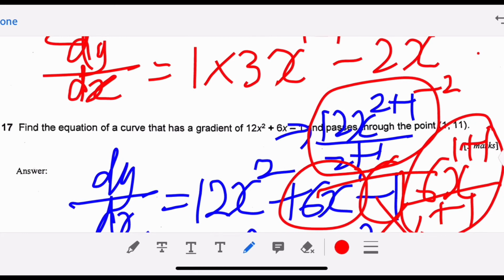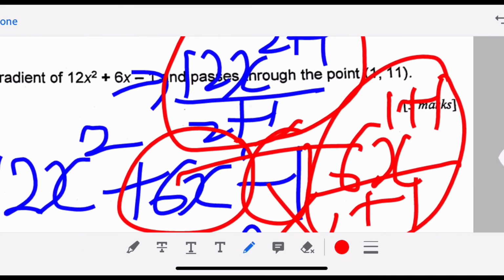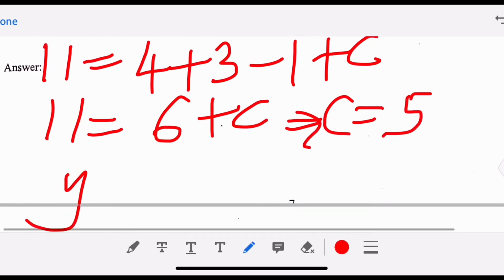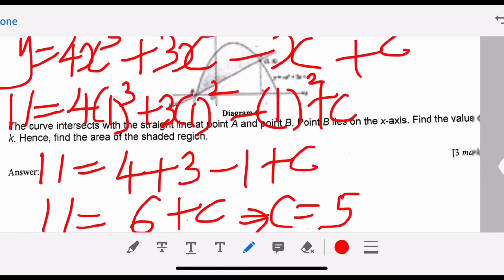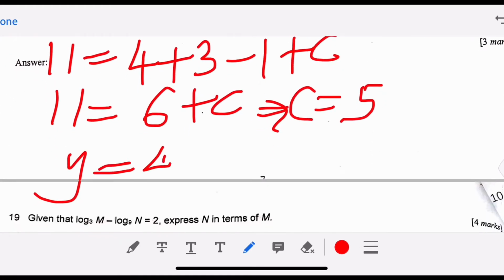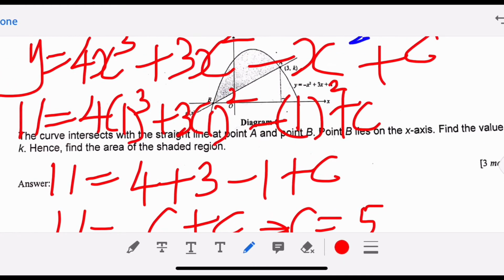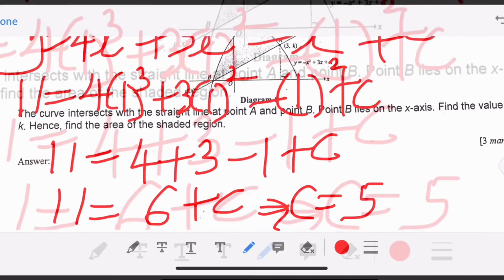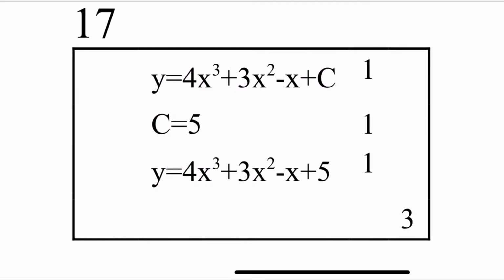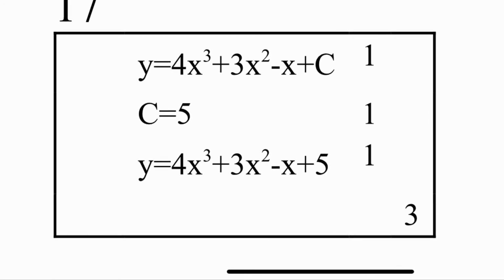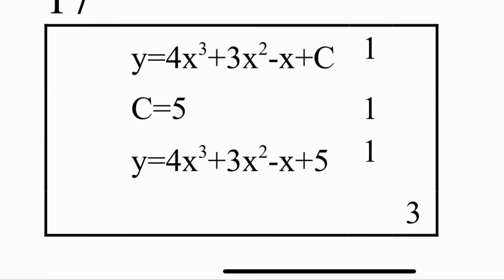Now I want to find the value of c, so I have to substitute. The point is x equal to 1 and y is 11, so you substitute x equals 1, y equals 11, and you get c equal to 5. Then after that, you write your equation again: y equals 4x cubed plus 3x squared minus x plus 5.